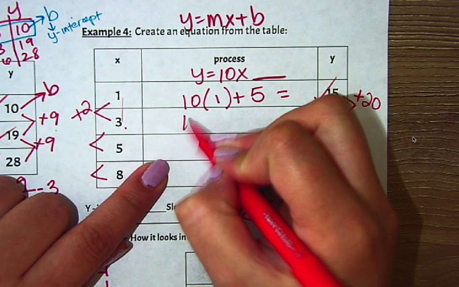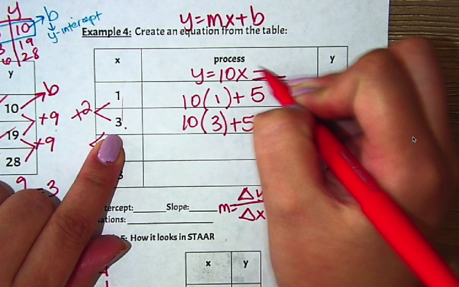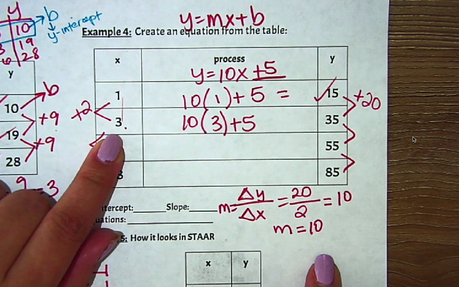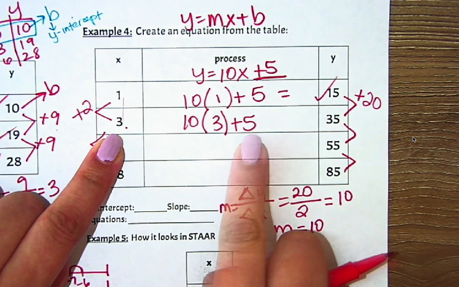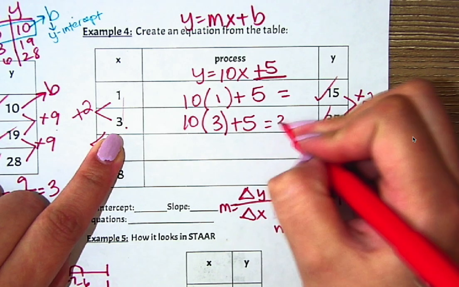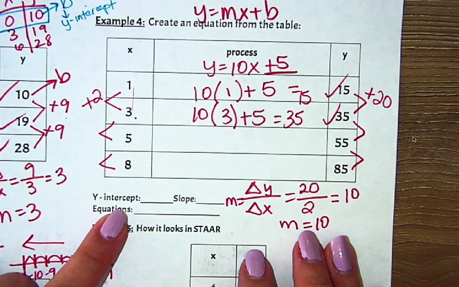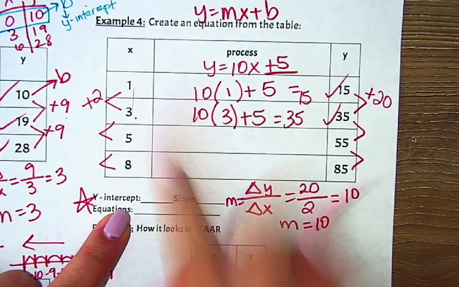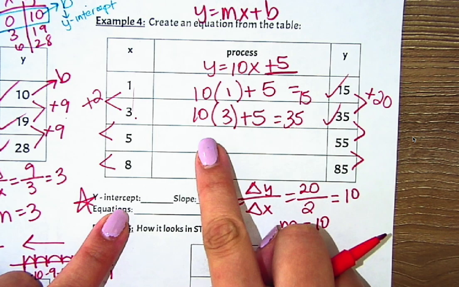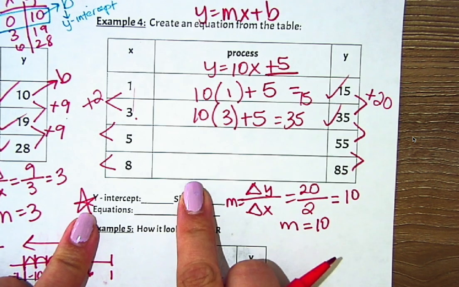Let's do the next one. 10, I'm plugging in the number 3 plus 5. I think I just solved my equation now. 10 times 3 is 30 plus 5 is 35. We got it. So let's go ahead and I want you to plug in all this information. I already gave it to you. I want you to finish the rest of this table to check yourself and plug in this part, okay?